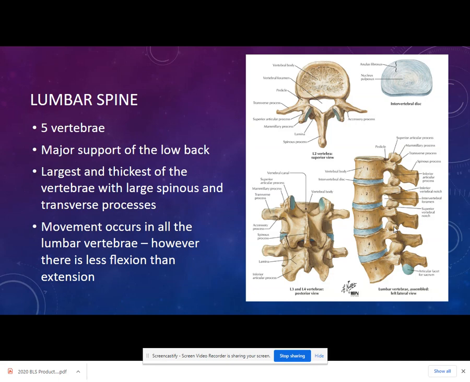The lumbar vertebrae, now these ones are the thick, bulky ones. They support the low back. Think of how much support they have to have, okay? So they're the largest, thickest, with large spinous processes and transverse processes. Movement occurs, but there's less flexion than extension because of the curve here. So they're much thicker.